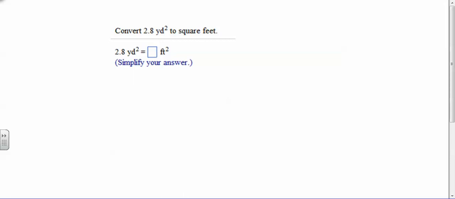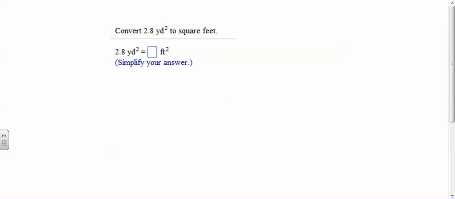This example is for MGF 1106 Liberal Arts Math in Chapter 8, roughly Section 8.2, when we're converting from one square unit to another square unit. There are other videos as well in Blackboard in the section folder for Section 8.2, including a very long Collaborate video which has numerous examples.